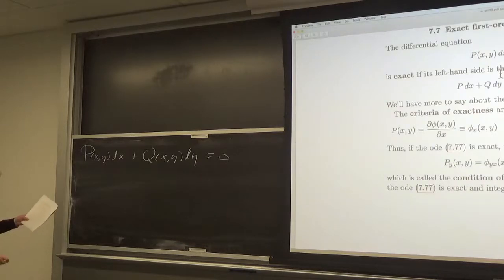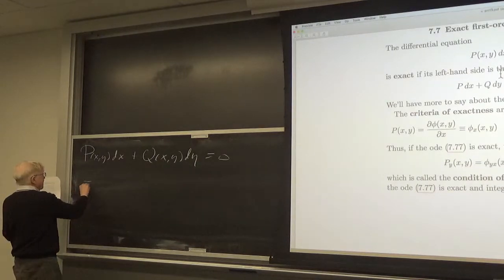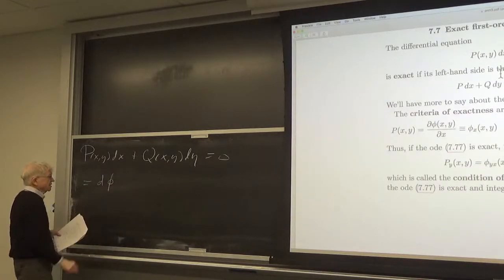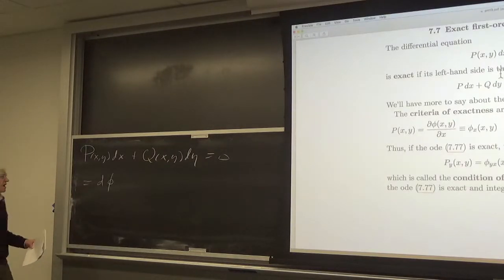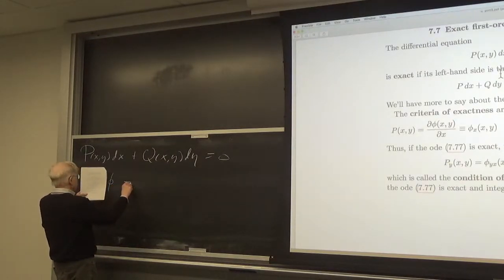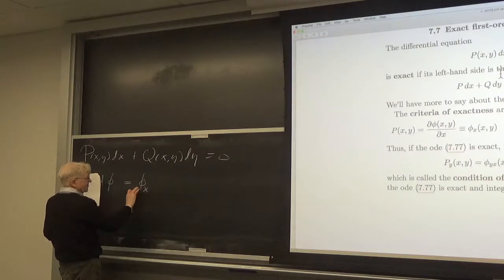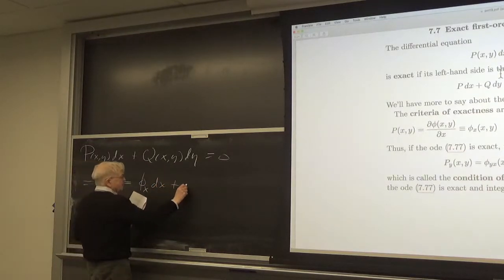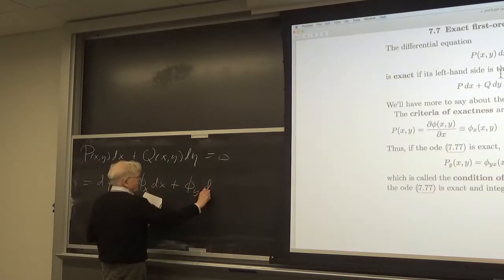So if this is exact, if this is actually equal to the differential of some function of x and y, in other words, this is the x derivative of phi times dx plus the y derivative of phi dy.